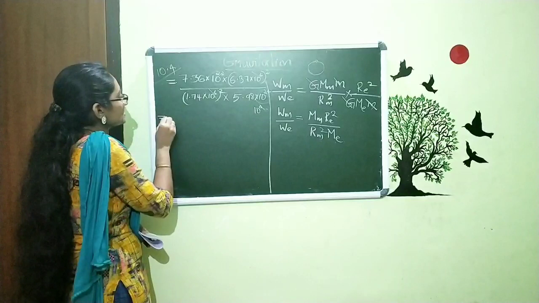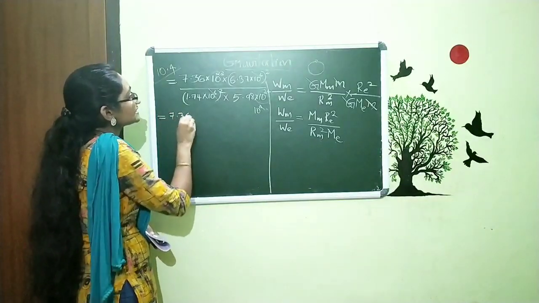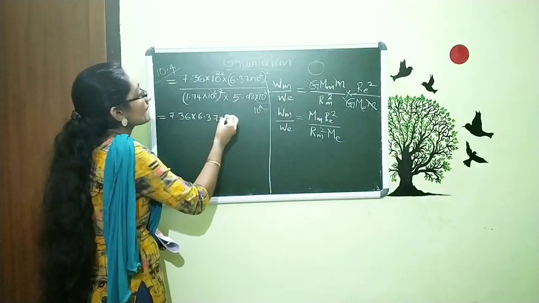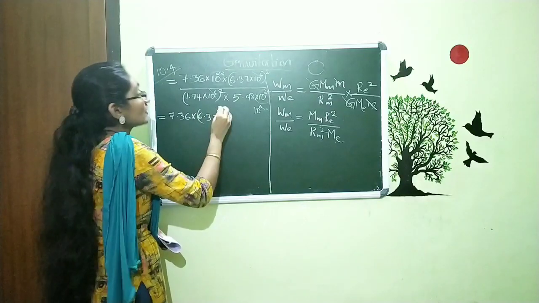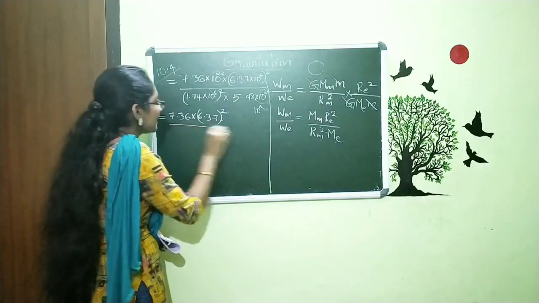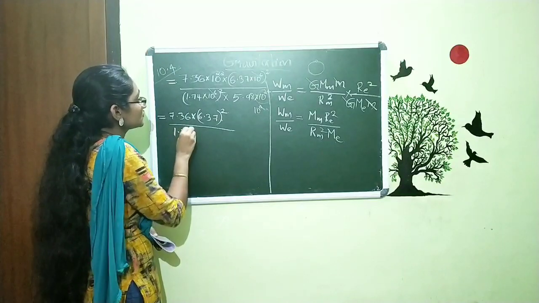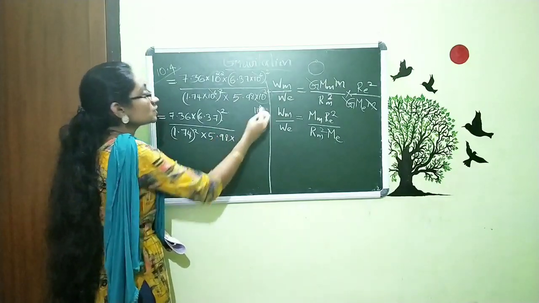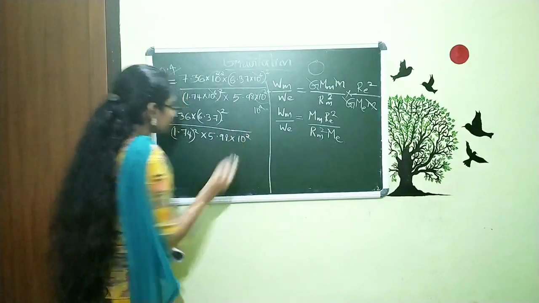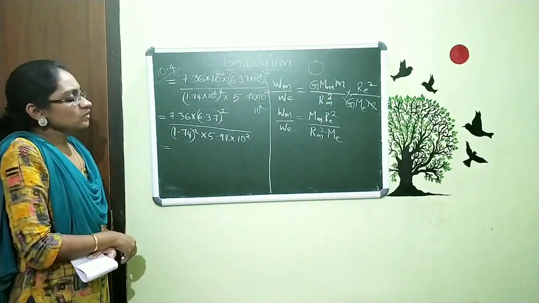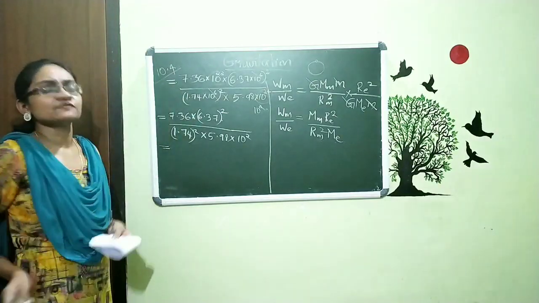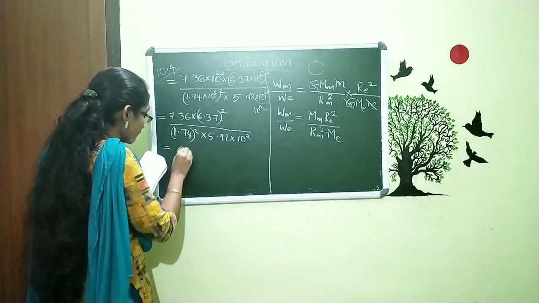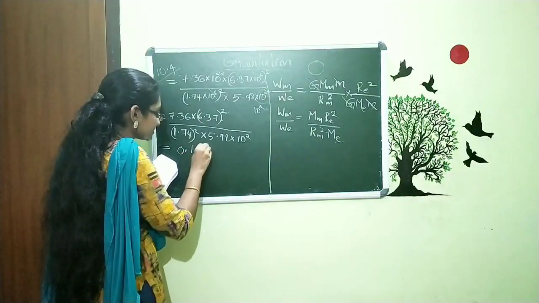So the equation now is like this: 7.36 into 6.37 square divided by 1.74 square into 5.98 into this left over 10 square. So now we just want to multiply these values. After multiplying, you get the answer as 0.164.